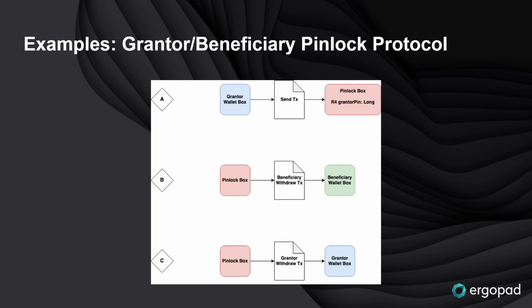In section B, we have the Pinlock box, and that can interact with the beneficiary withdrawal transaction. That's who the money is for, and the money in the Pinlock box will then get sent to the beneficiary's wallet. If the conditions are correctly satisfied in the Pinlock box contract, then the beneficiary can spend it. So if the beneficiary knows the PIN, then they can unlock the box.